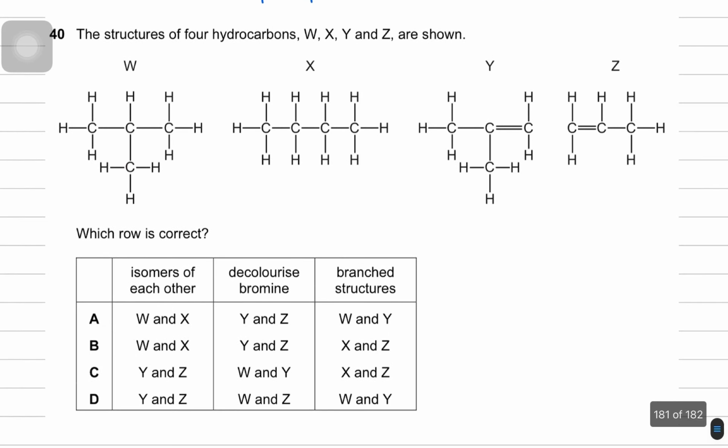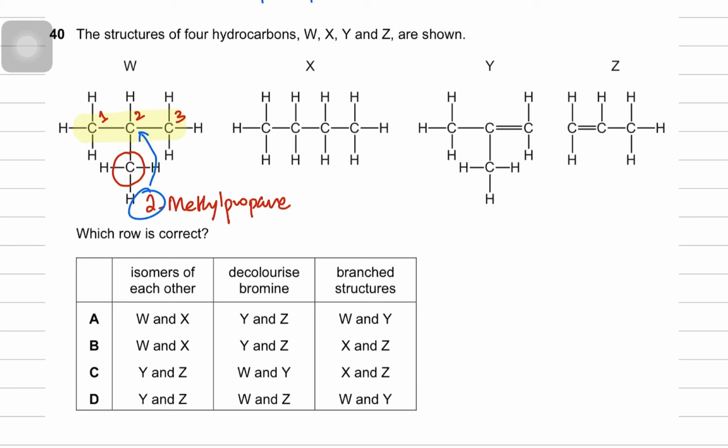Now let's do this question. It says the structure of 4 hydrocarbons W, X, Y, Z are shown. Which row is correct? Before we move forward, I want you to try naming them. First structure is a branched one. It has a 3 carbon chain and a branch. Carbon 1, carbon 2, carbon 3. It should be called 2-methyl propane. The 2 indicates the position, the methyl indicates the branch, and the propane indicates the long chain.